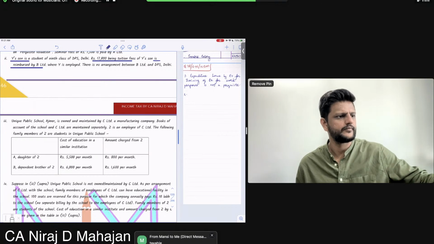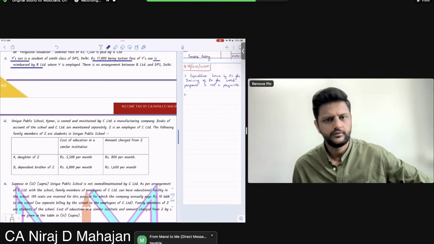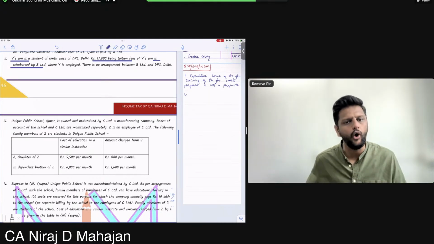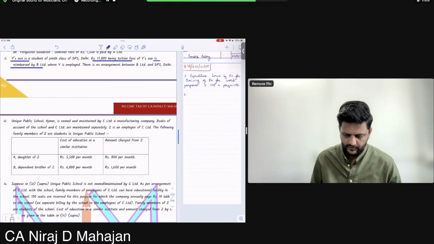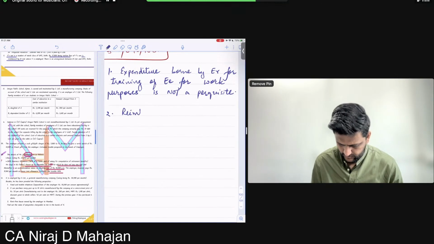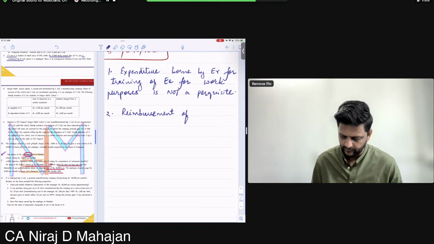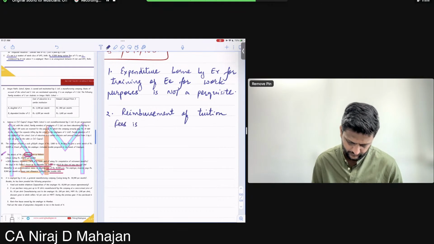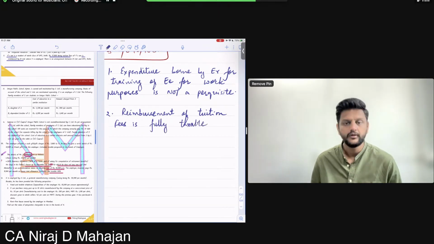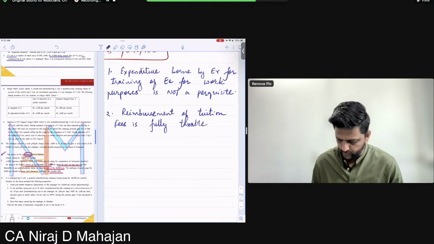Okay, Mansi. Yes, but it is fully taxable. Reimbursement of fees is taxable for all the employees. So write down: reimbursement of tuition fees is fully taxable for all types of employees.